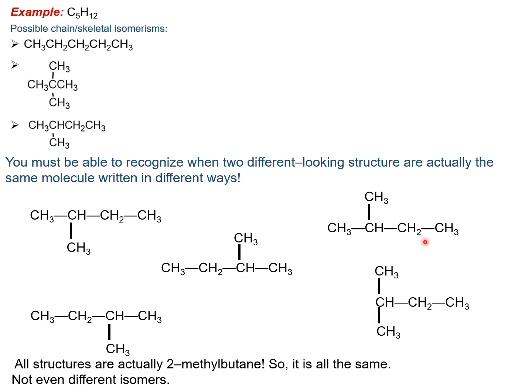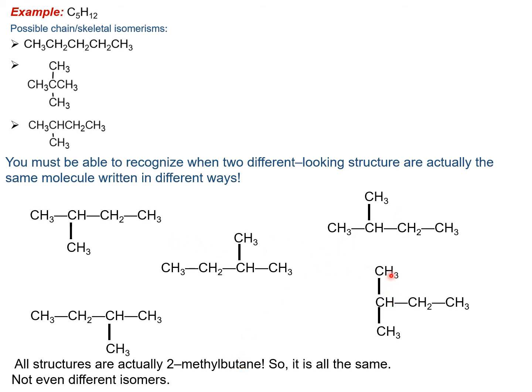How about this one? This one pun sama, dia ada 4 carbon chain. Lepas tu CH3 ni letak dekat carbon number 2. Cuma ni kat bawah, ni kat atas. Still the same, 2-methyl butane. So tak ada perubahan pun.